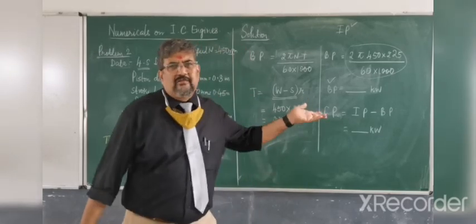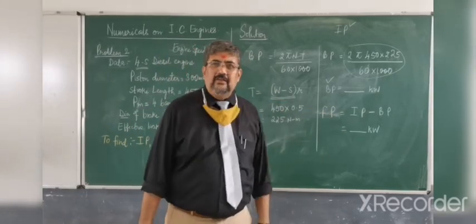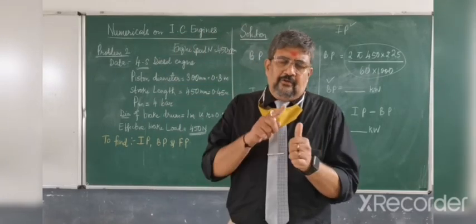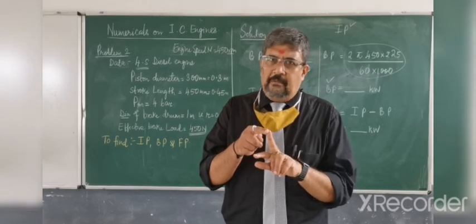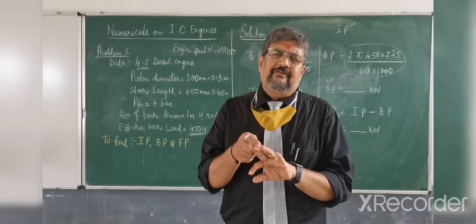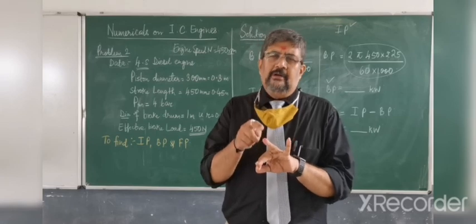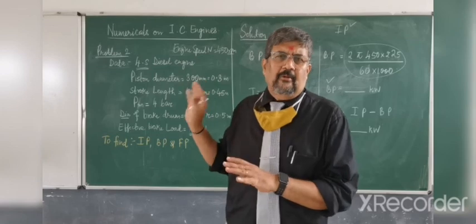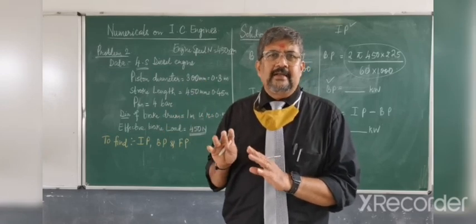Here you don't have to worry too much. Based on whatever values you get, you just write down the values and get the answers. As I said, you have found out the indicated power, you have found out the brake power, you have found out the frictional power. If you want, you can find out what is the mechanical efficiency also, which is nothing but the brake power divided by indicated power into 100. Okay, so this is a very, very simple problem where nothing else is asked. It is a matter of direct substitution.